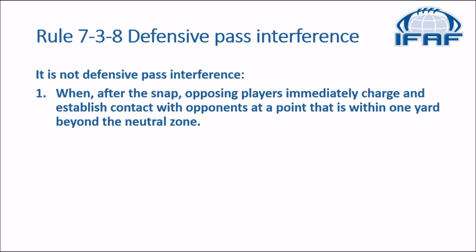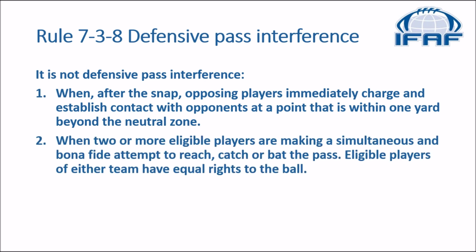Defensive pass interference occurs only after a legal forward pass is thrown. It is not pass interference 1. When, after the snap, opposing players immediately charge and establish contact with opponents at a point that is within 1 yard beyond the neutral zone. 2. When 2 or more eligible players are making a simultaneous and bona fide attempt to reach, catch, or bat the pass. Eligible players of either team have equal rights to the ball.